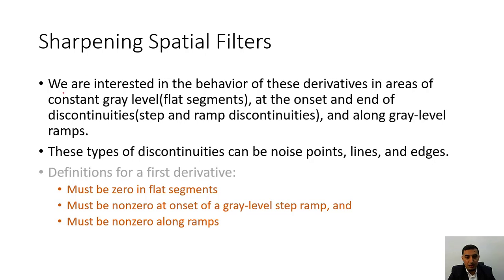So what we are interested in here is the behavior of these derivatives in the areas where there are constant gray levels or flat segments, at the onset and the end of a discontinuity, a step or ramp discontinuity. If you have a value which is a straight line, what's the derivative of a constant? The derivative of a constant is zero. And if you have a line moving up where the value is changing, then you can have a derivative. These types of discontinuities can be noise points. So this is what we are interested in.